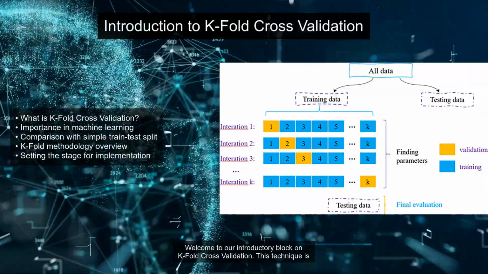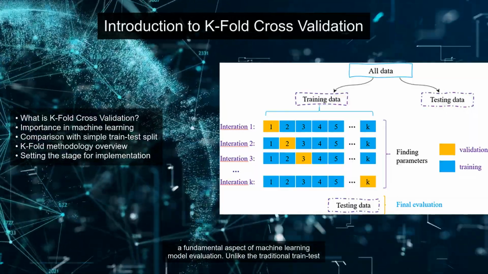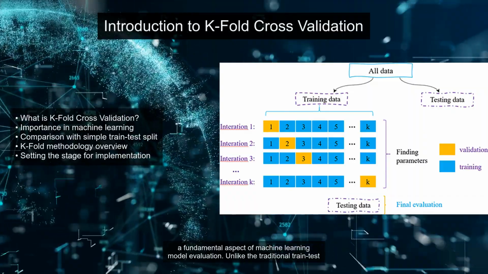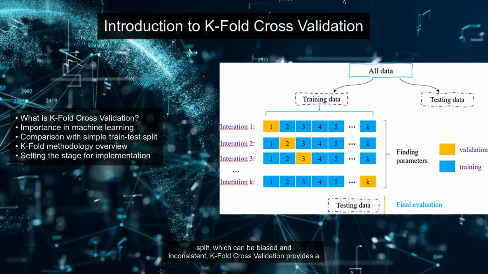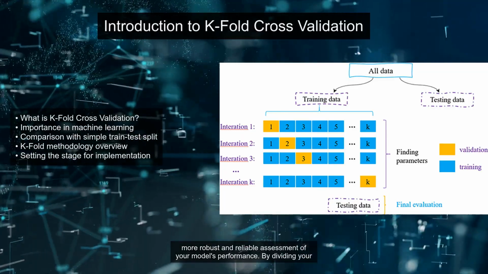Welcome to our introductory block on k-fold cross-validation. This technique is a fundamental aspect of machine learning model evaluation. Unlike the traditional train test split, which can be biased and inconsistent, k-fold cross-validation provides a more robust and reliable assessment of your model's performance.